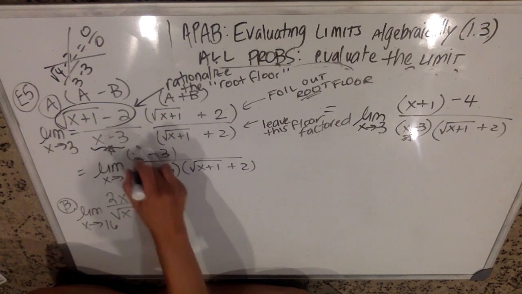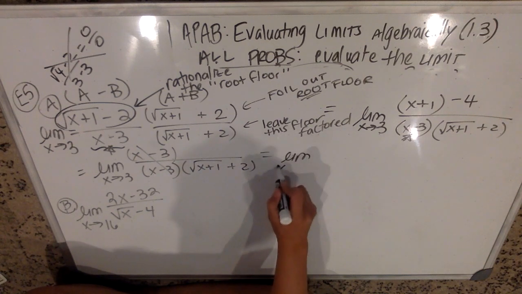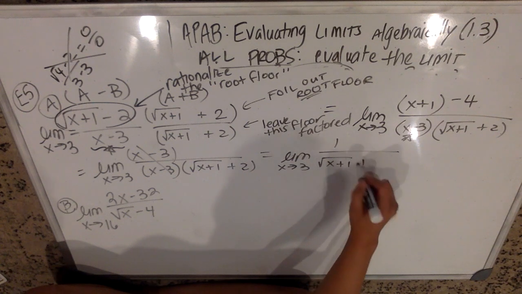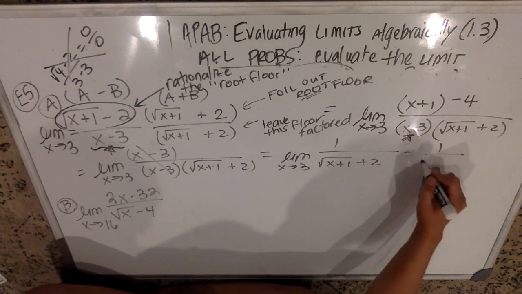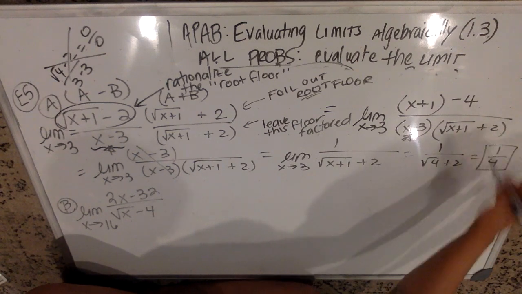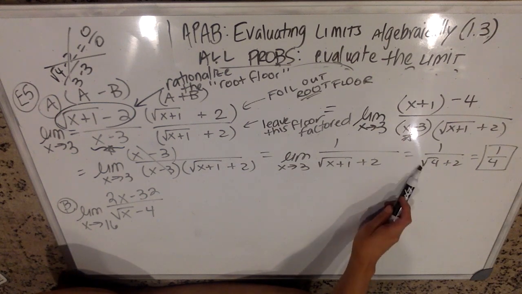Well, now these factors cancel, leaving just a 1 on the top, right? So limit as x approaches 3 of 1 over root x plus 1 plus 2 is 1 over root 4 plus 2, which is 1 over 2 plus 2, or 1 over 4. So 1/4. Notice I stopped writing limit when I plugged in.